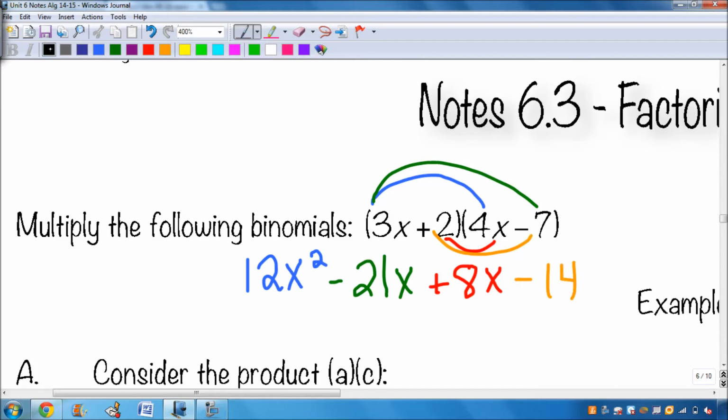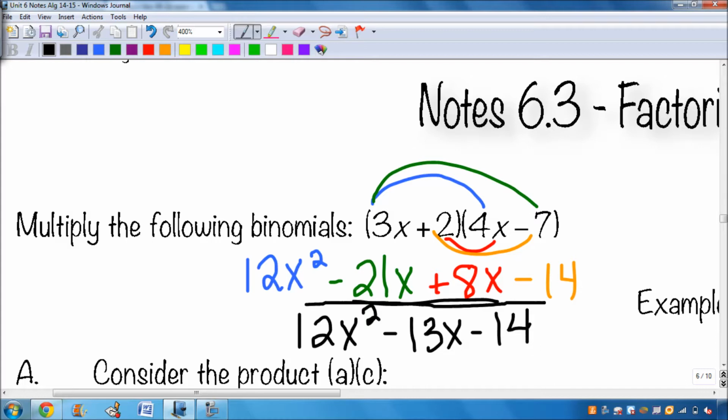Then you have to see what like terms you can combine together. So you end up getting 12x squared minus 13x minus 14. So this is what you end up getting right here.